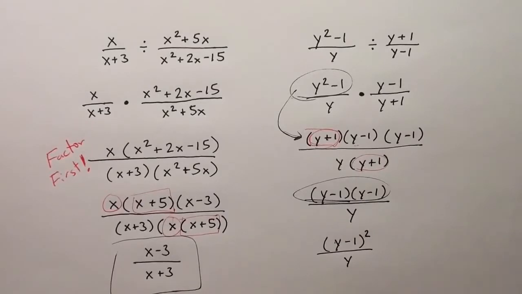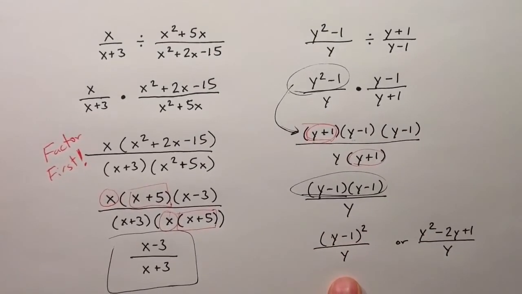I could also, alternatively, multiply that out. If we multiply that out, it's a perfect square trinomial. I get y squared minus 2y plus 1 divided by y. But typically the factored expression is nicer to stick with because then it's clear there are no additional common factors.